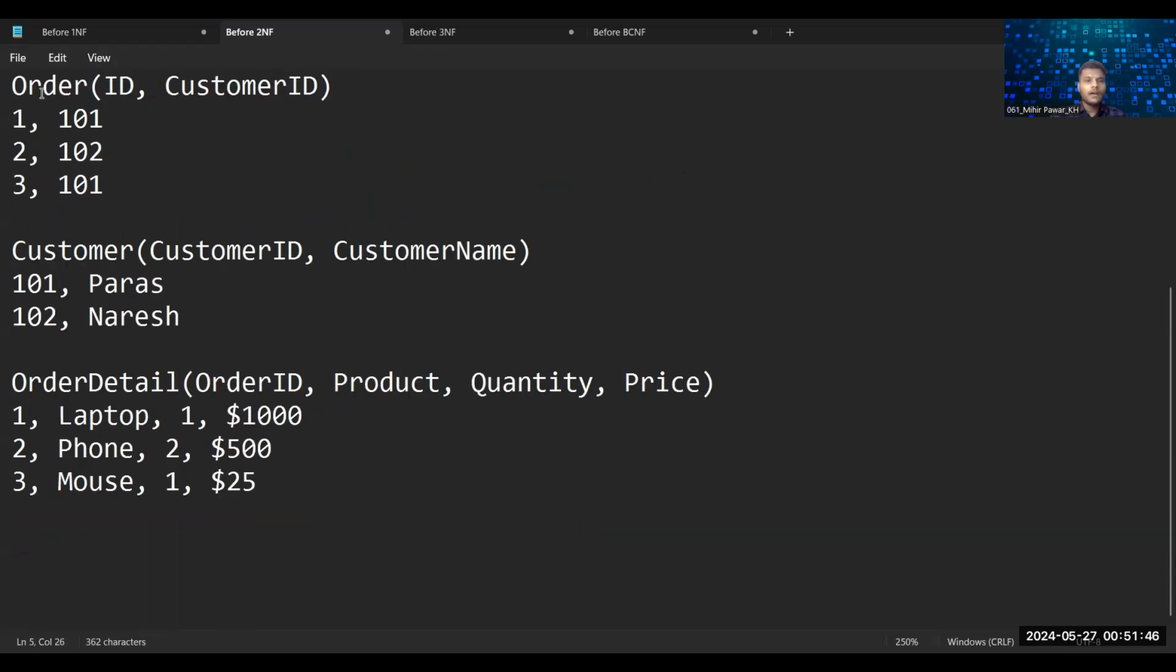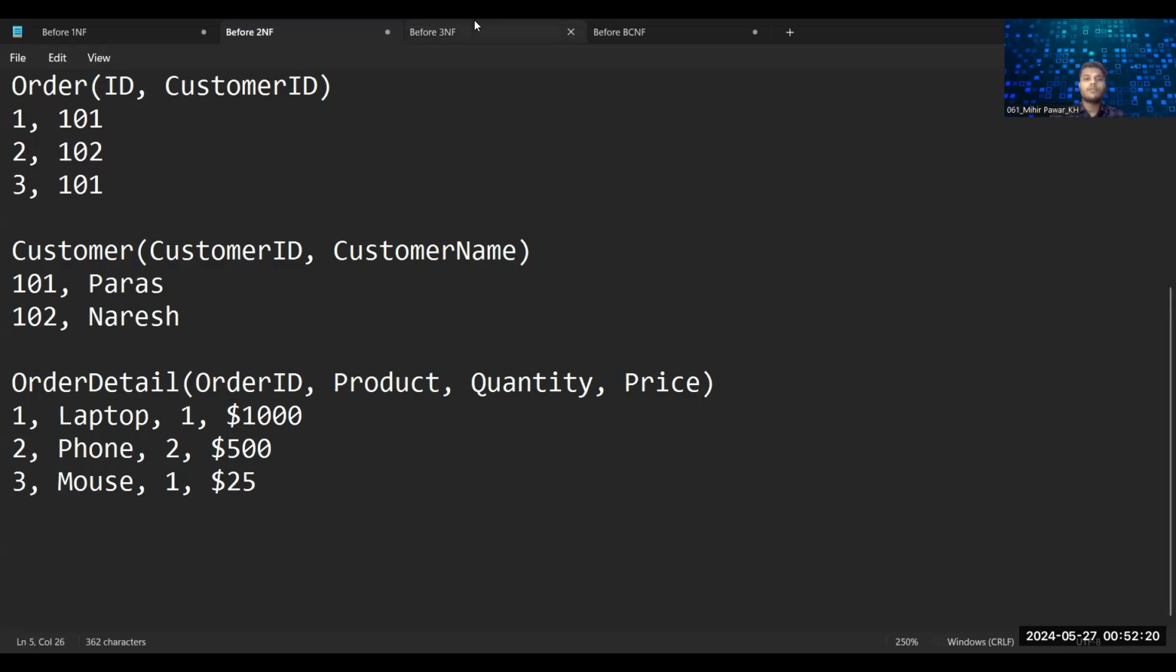We can see after using second normal form, here order, we have split the table into order, customer and order detail. Now the customer information is stored only once in the customer table. So this reduces the redundancy and makes updates easier. So every non-key attribute is fully dependent on the primary key. Okay, here every non-key attribute is fully dependent on the entire primary key of its table. So by this we ensure that there is data consistency. So this was about second normal form.